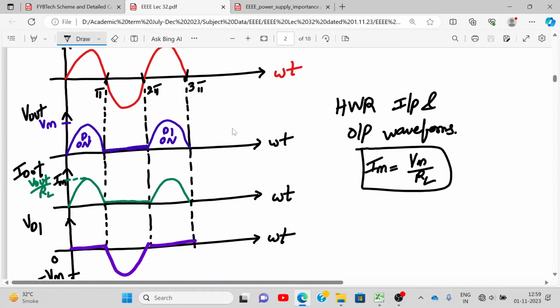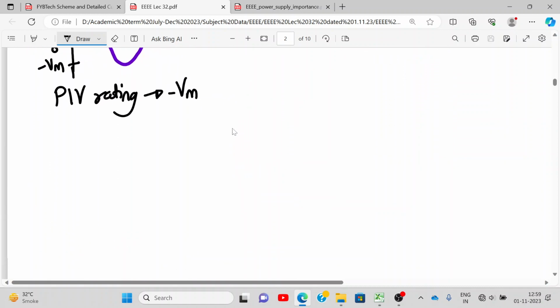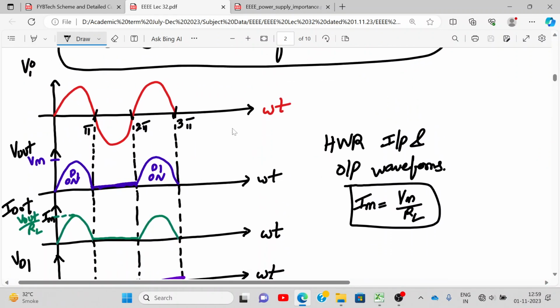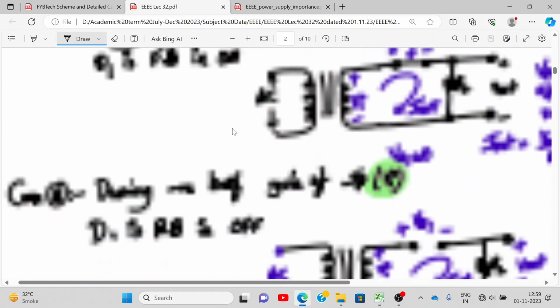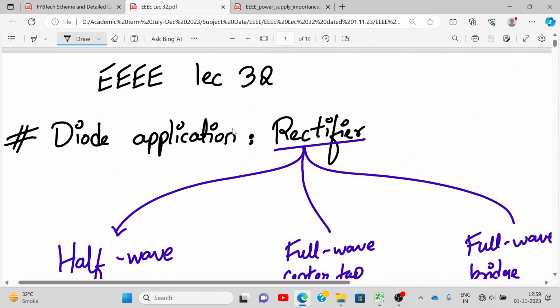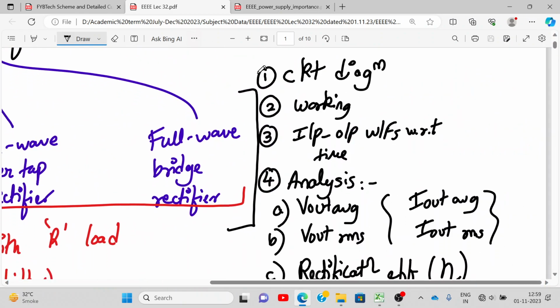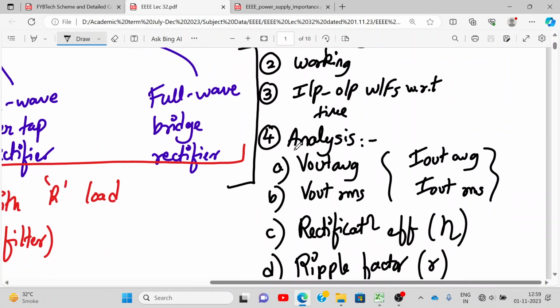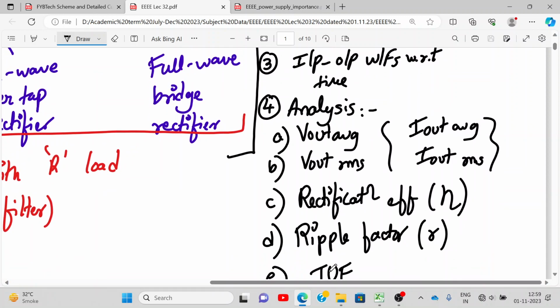Completed up till here. Now I will tell you what we will do next week, a recap of next week. So write down: this circuit diagram, working, input output waveforms are completed, just as we have done over here, right? First, second and third points are over. Next, we will derive the expressions of all of them.